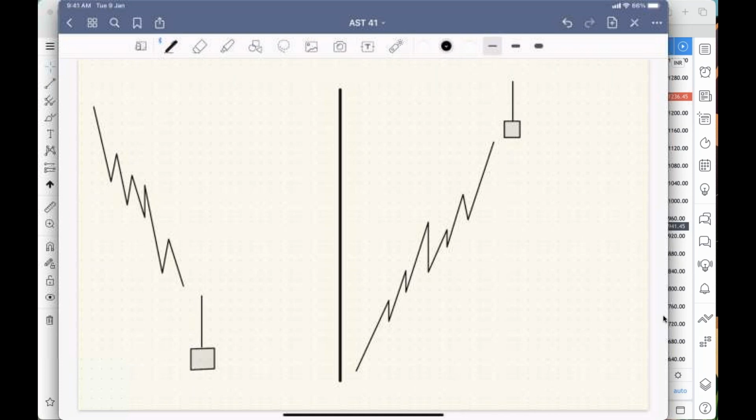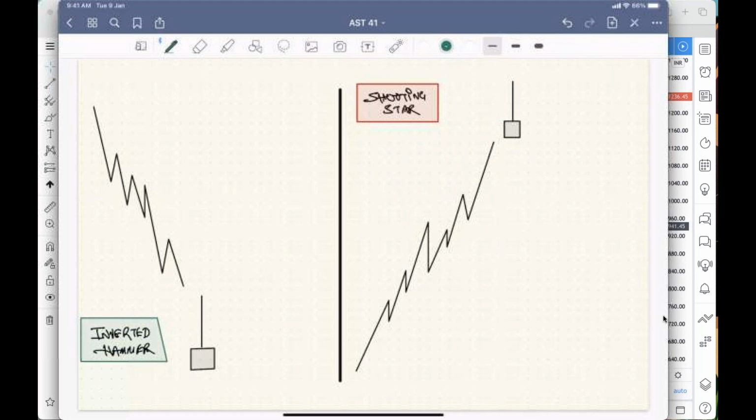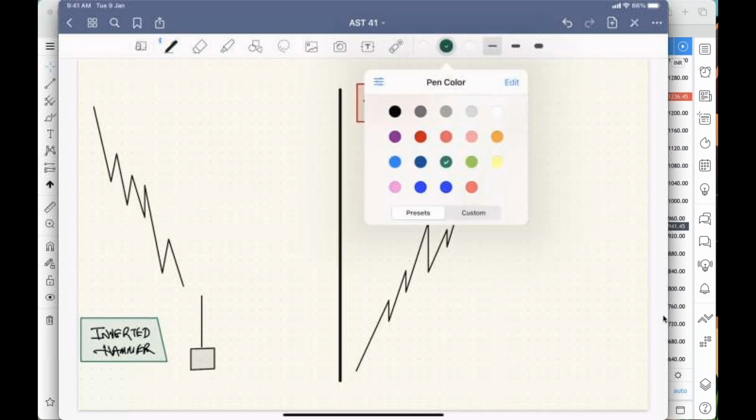When you have this at the end of a falling price, this is called the inverted hammer. And when you have the same thing after a rising market, it is called the shooting star. Shooting star tries to bring the market down. It's a bearish reversal pattern. Inverted hammer is a bullish reversal pattern. It tries to take the market up.